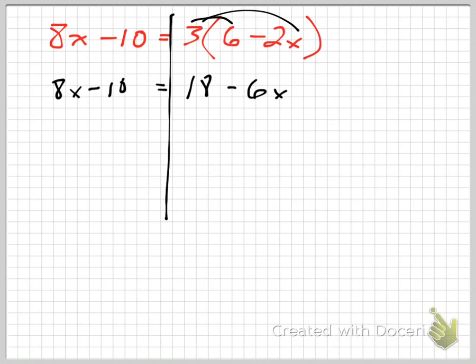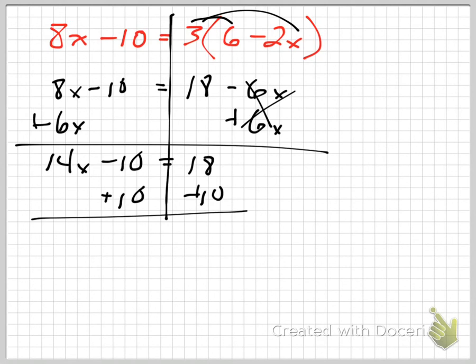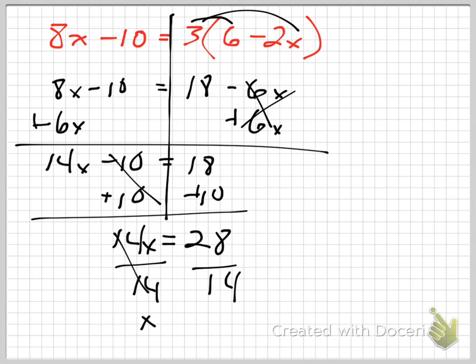Then, plus 6x, plus 6x. Why did I choose the 6 and not the 8? Because it's smaller. They're gone. 14x minus 10 equals 18. Plus 10, plus 10. 14x equals 28. Divide by 14, divide by 14, x equals 2. How many of you got 2?